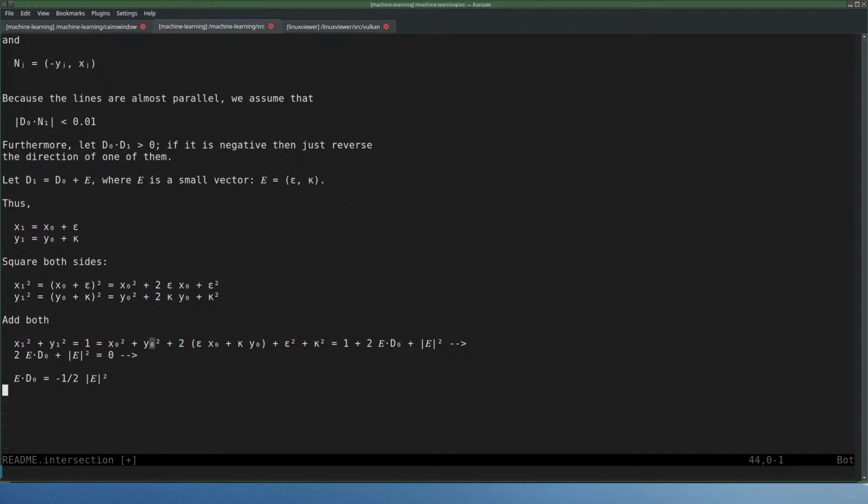Right, now this matches what I have on my paper, because I wanted to draw the E that way. D1 is D0 plus E.